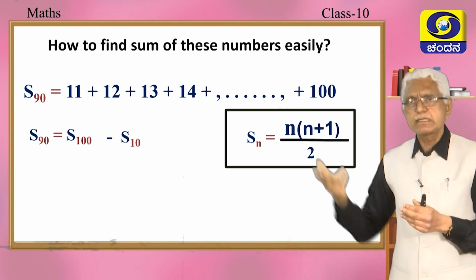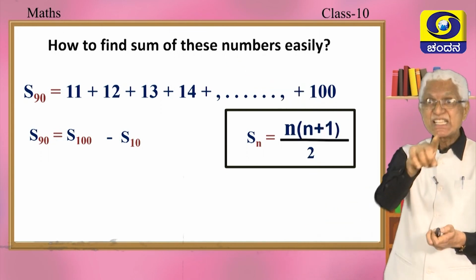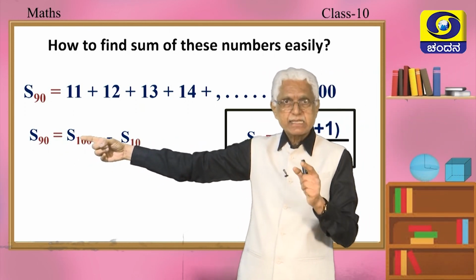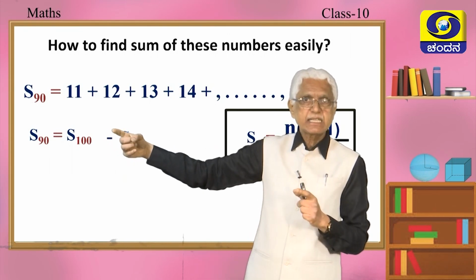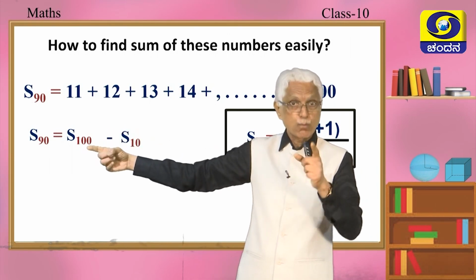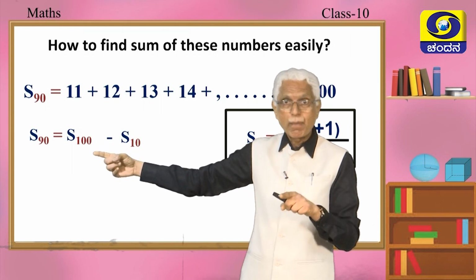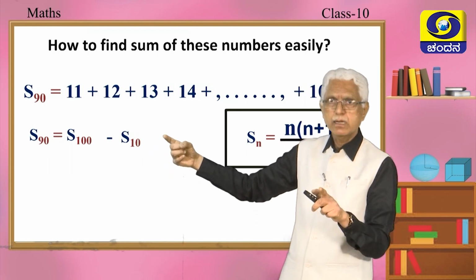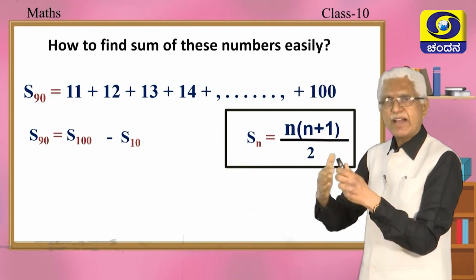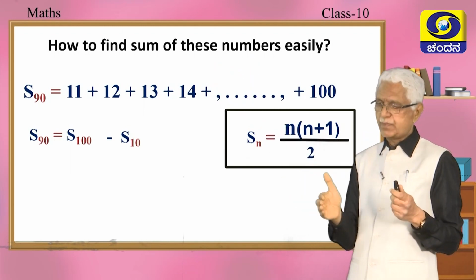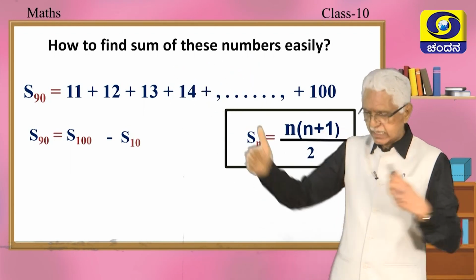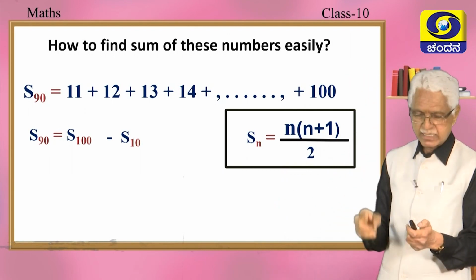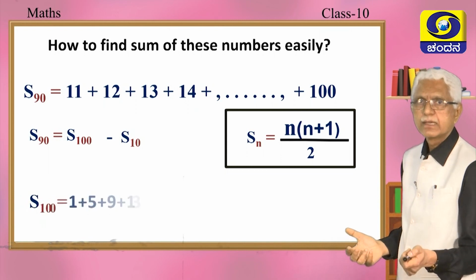So subtract it from S100. S90, please watch, my dear children, that is 11 to 100, is nothing but sum of natural numbers from 1 to 100 minus sum of natural numbers from 1 to 10, correct, understood, agreed. So, find the sum of all the 100 natural numbers and subtract the sum of the first 10 natural numbers, that is S100 minus S10, which will give you the sum of the given arithmetic series 11 to 100.